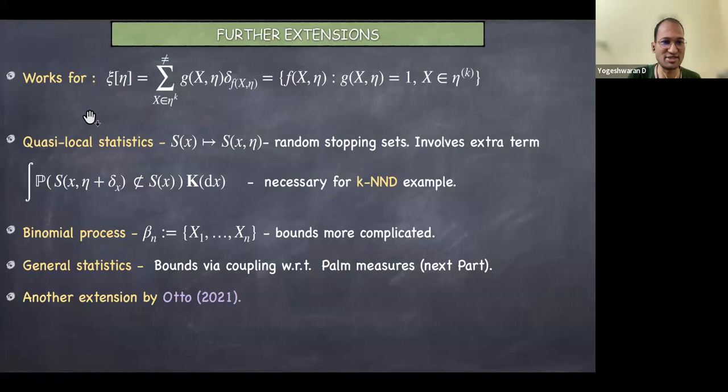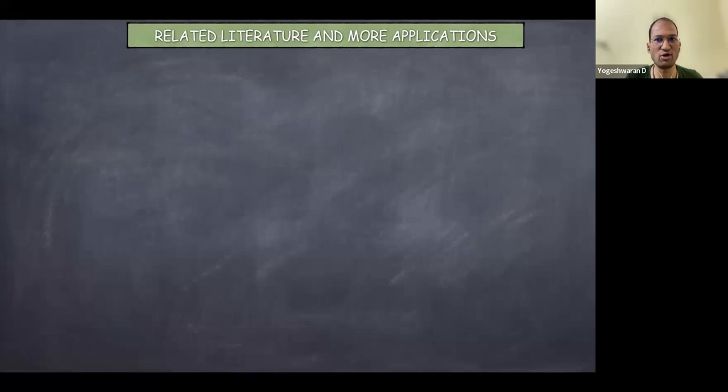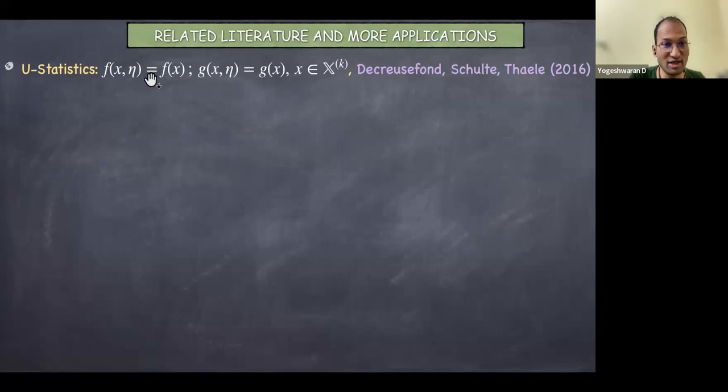And there is an extension of our result, another recent extension by Otto, which improves upon the easy part a little more. It makes it a little smaller, which can be very useful at times. So some quick thing on related literature and applications: if my f and g do not depend on eta at all, they depend only on x, where x are k-tuples, my constraint and my function depend only on x, not on eta.